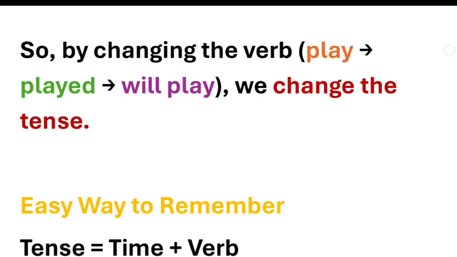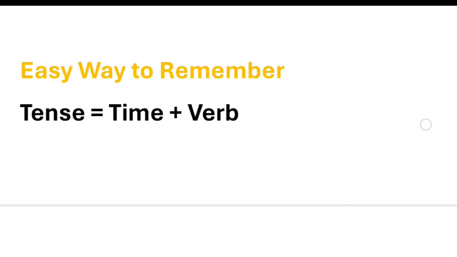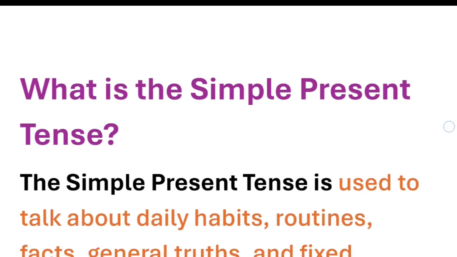So by changing the verb, we change the tense. So the verb is what? Play. By changing this, we can change the time zone. So play, which is the present tense, becomes played in the past and will play in the future. This is how, by changing the verb, we can change the time zone, and that's how we can change the tense also. There's an easy way to remember this: tense is time and verb. So if you think about time, and then you change the verb accordingly, that becomes tense.